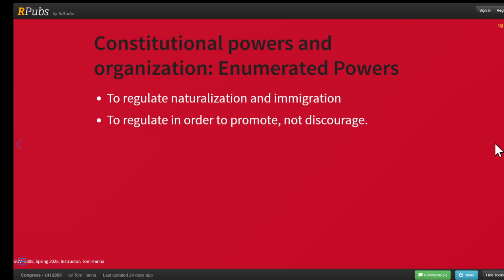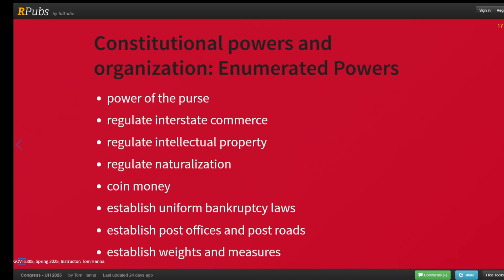So Congress has this power to regulate naturalization, and actually, immigration is not an enumerated power. It's just an implied power. It's sort of implied by the power to regulate naturalization. And so here again, this was to regulate in order to promote, not discourage. There was the idea that we're going to have a single national standard. It might be higher than some of the states, but it's probably lower than most of the states. And the whole purpose of it was to follow through on the Declaration of Independence and populate, especially the frontier areas.